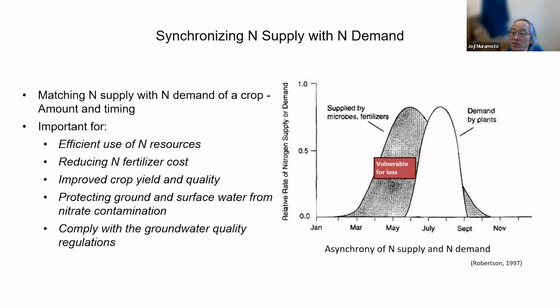So synchronization is important for efficient use of nitrogen resources, reducing nitrogen fertilizer cost, and improved crop yield and quality. Nitrogen affects both, and protecting groundwater and surface water from nitrate contamination is related to complying with the groundwater quality regulations as well.